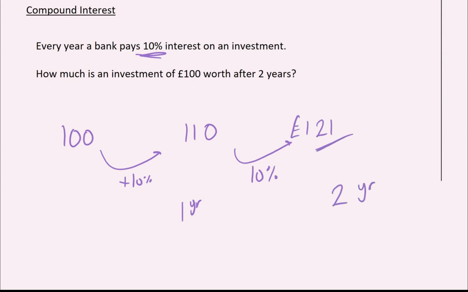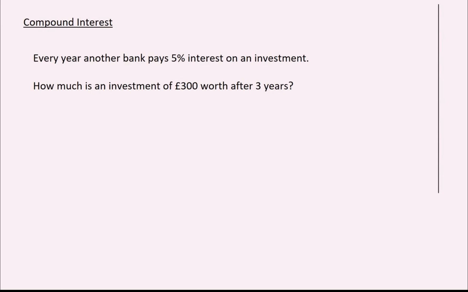The key idea with compound interest is you basically get interest on your interest. Because after the first year we had an extra £10, that means we then got more interest because we had more in our bank account. Okay, let's see the idea, and we'll get the formula that we're going to use for this. So another bank pays 5% interest. If they invested £300, how much would they get after 3 years?